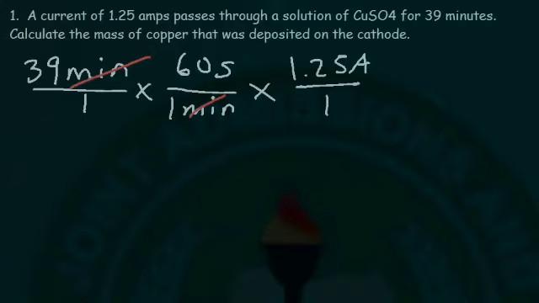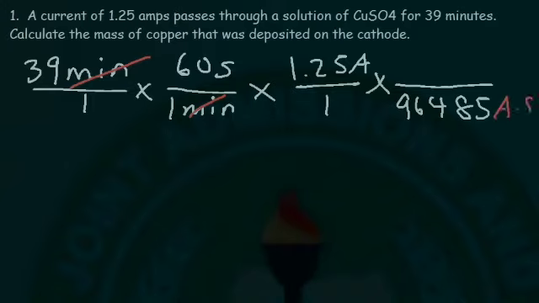So now that we have amps and seconds, we can convert that into moles of electrons. So there's 96,485 coulombs, or amps times seconds, per 1 mole of electrons. Now we need to convert moles of electrons into copper.